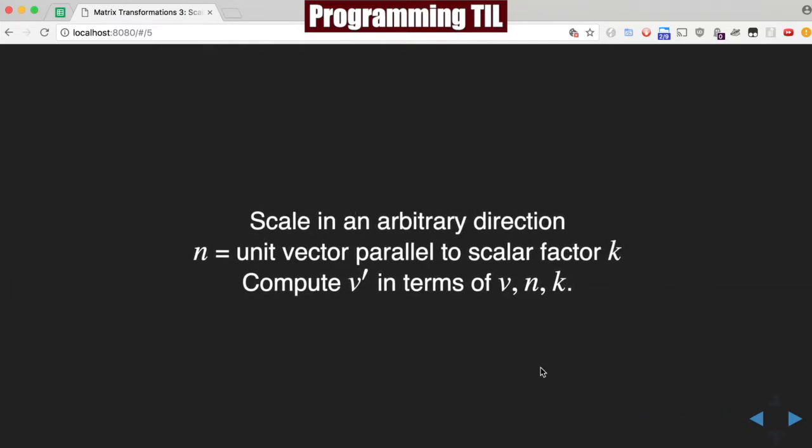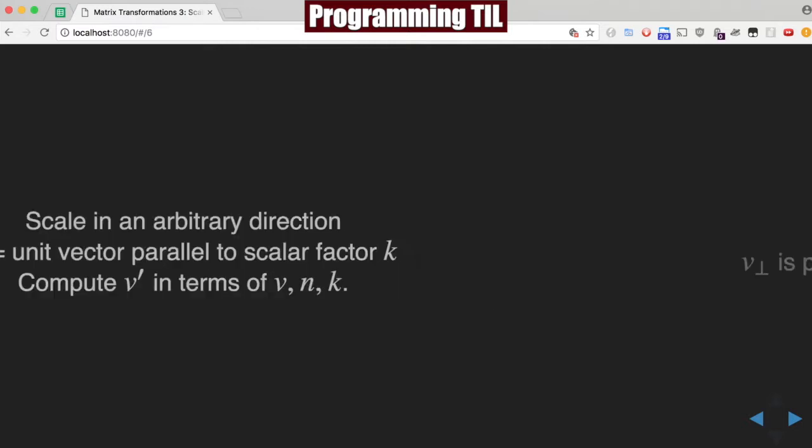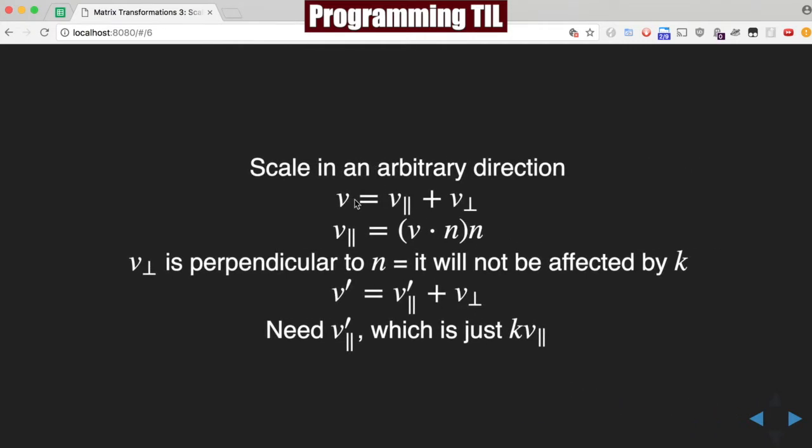We can also scale in an arbitrary direction. Note that n is going to be the unit vector parallel to the scale direction, and v is the vector. So we want to compute v prime in terms of this scalar k, this unit vector n, and the vector v. We can break a vector up, as we saw in a previous episode, into v parallel and v perpendicular. V parallel is just (v dot n) times n. V perpendicular is perpendicular, so it won't be affected by k. So we know that v prime is equal to v prime parallel plus v perpendicular.